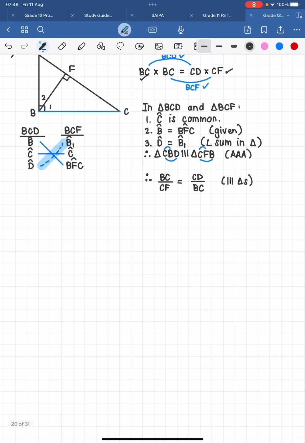And now to get what they've asked us to prove, which is this up here, we are just going to multiply the two denominators out. Okay, so this BC in the denominator is going to go, and I'm going to multiply it with the BC on that side, which is going to give me BC squared. And then here I have CD, and I'm then going to multiply the CF on the other side.